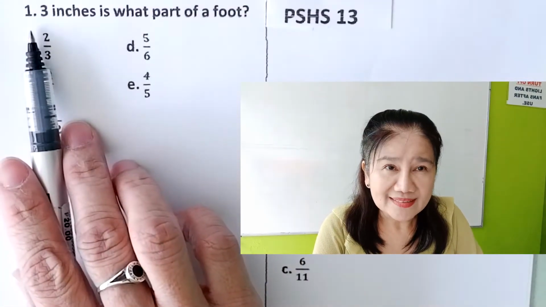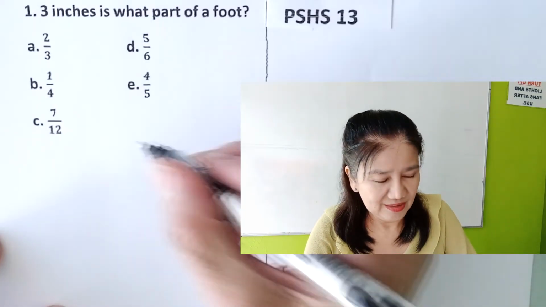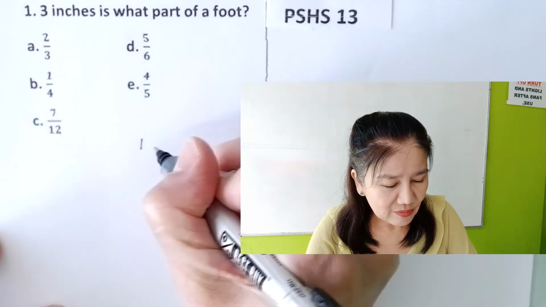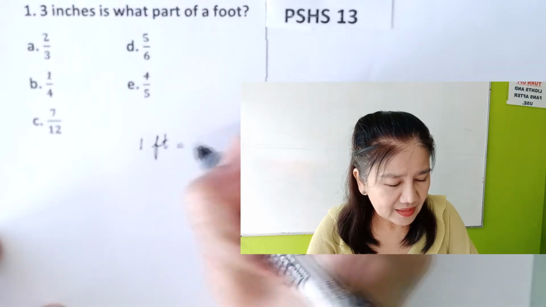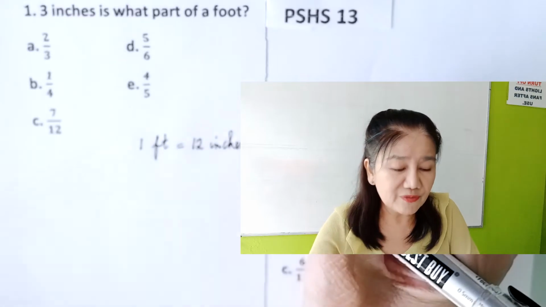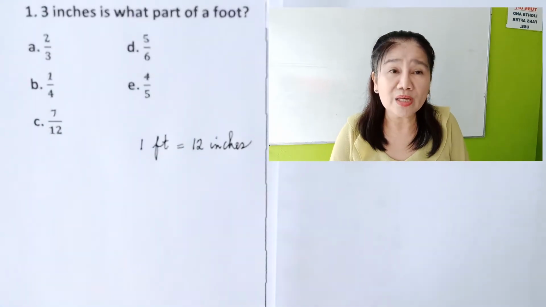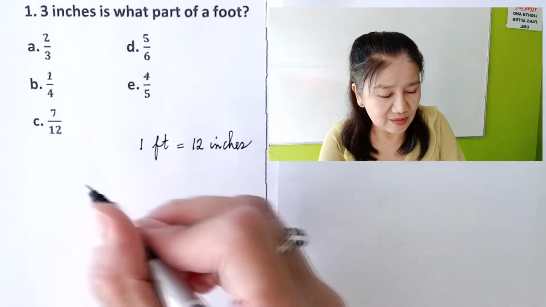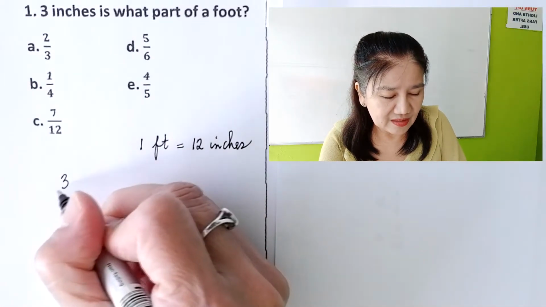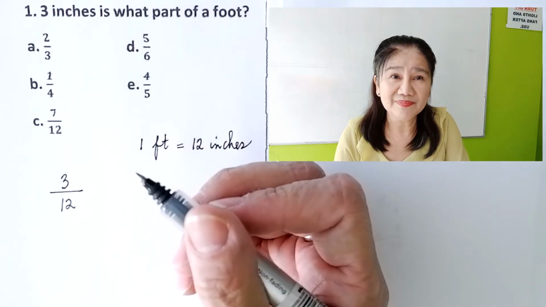Problem number 1. 3 inches is what part of a foot? You have to remember that 1 foot is equal to 12 inches. So therefore, if you say 3 inches is what part of a foot, you're just asking the question, what is 3 out of 12? Very simple.